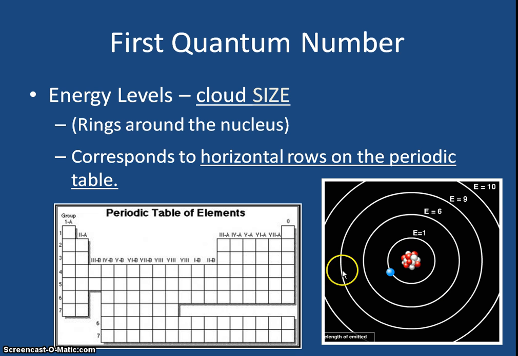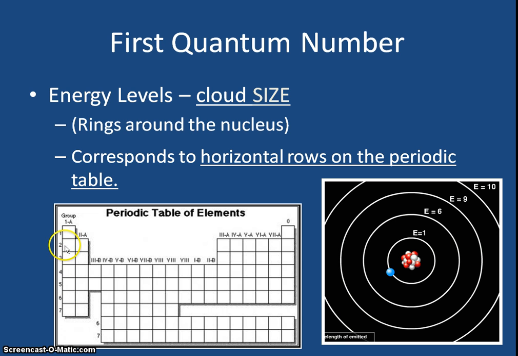These correspond to horizontal rows on the periodic table. So what I want you to do is look in your reference packet. The very last page has a periodic table, and I want you to go ahead and pause this and take it out so you can label several things on your periodic table. The first thing to label is these numbers right here. Start next to hydrogen and put a 1, then a 2 next to lithium, 3 next to sodium, and keep going all the way down to 7.